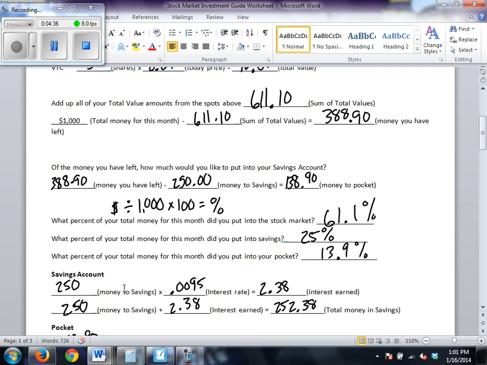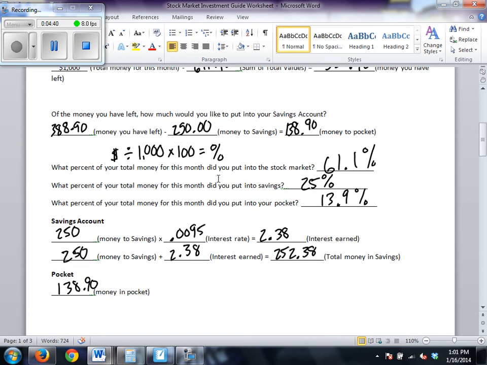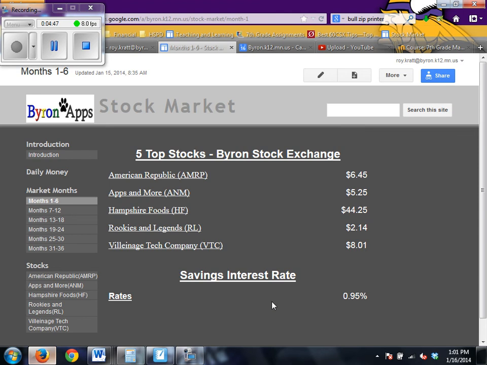All right, so now down here, this is our savings account. This is where we get to figure out how much interest we made. So I'm going to take my $250 from savings. I'm going to put it right on this line. Then take a look at your website. It says our interest rate is 0.95%.